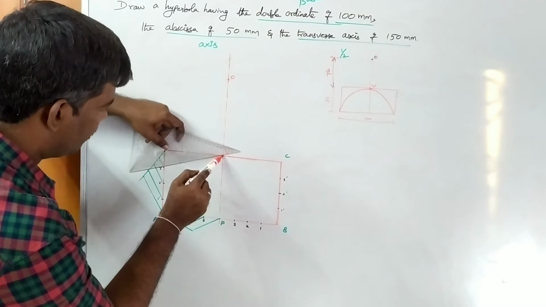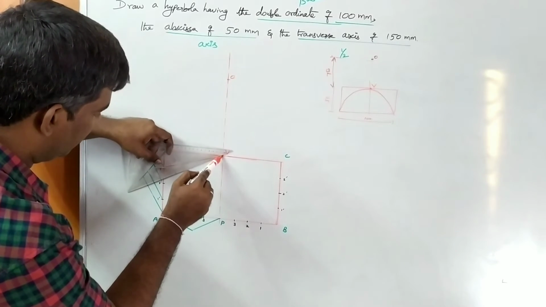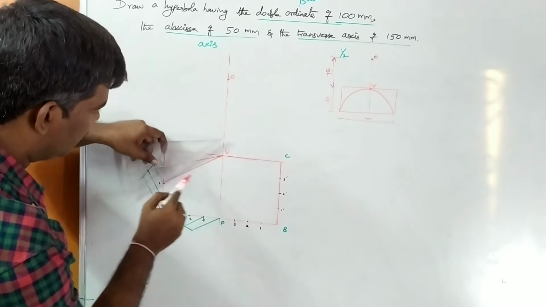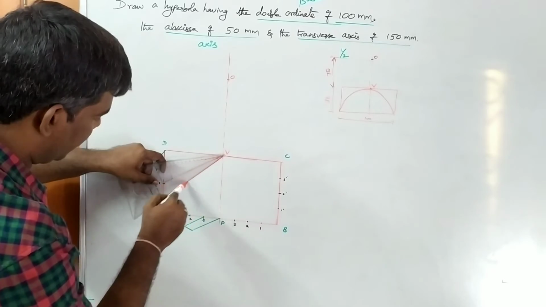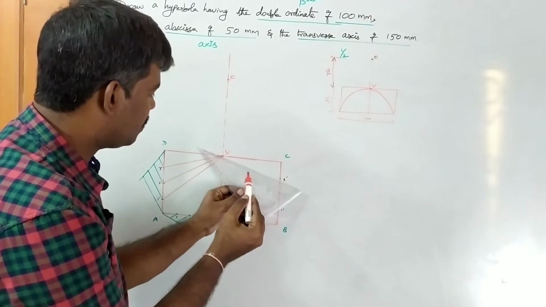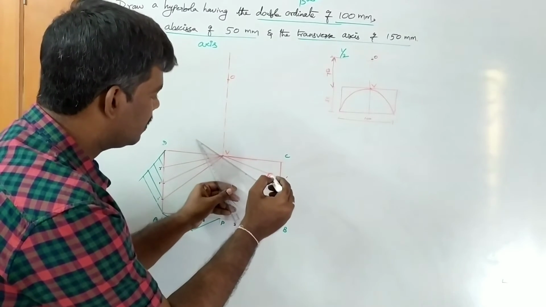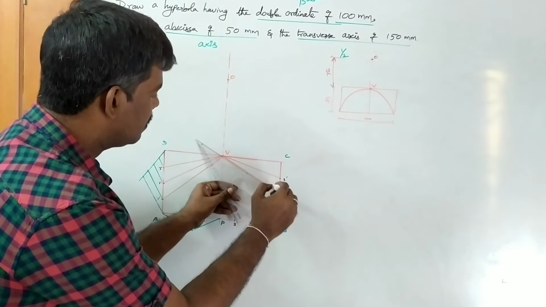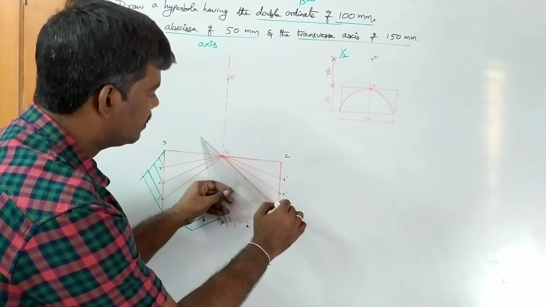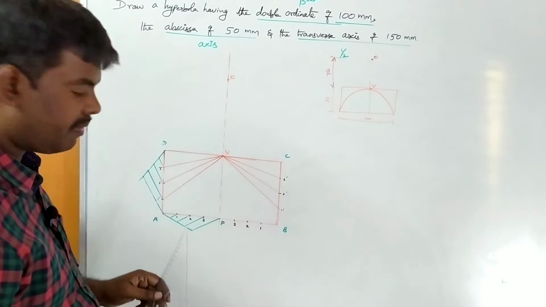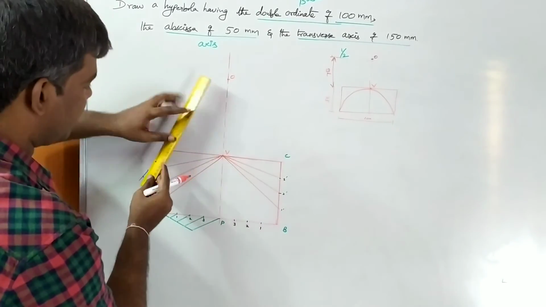So from V3 dash, from V2 dash, from V1 dash, like this. This side also 3 dash, 2 dash, 1 dash. Clear? After that, from 1 you draw that line up to the transverse axis.